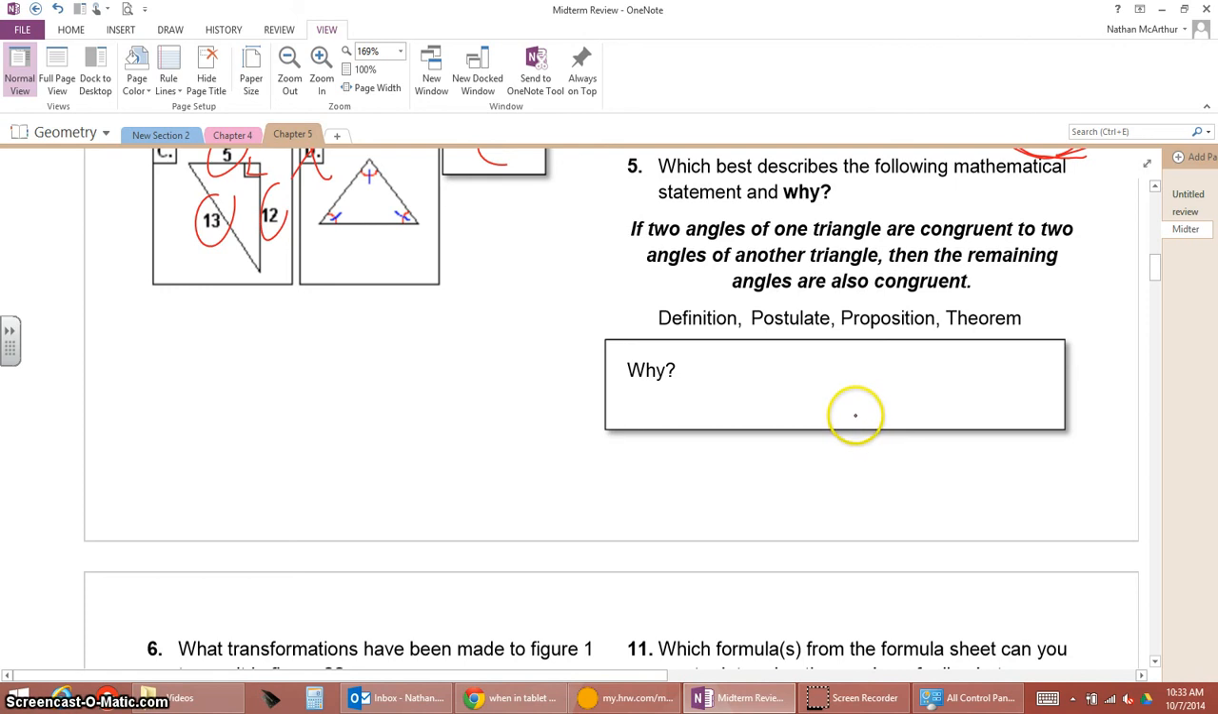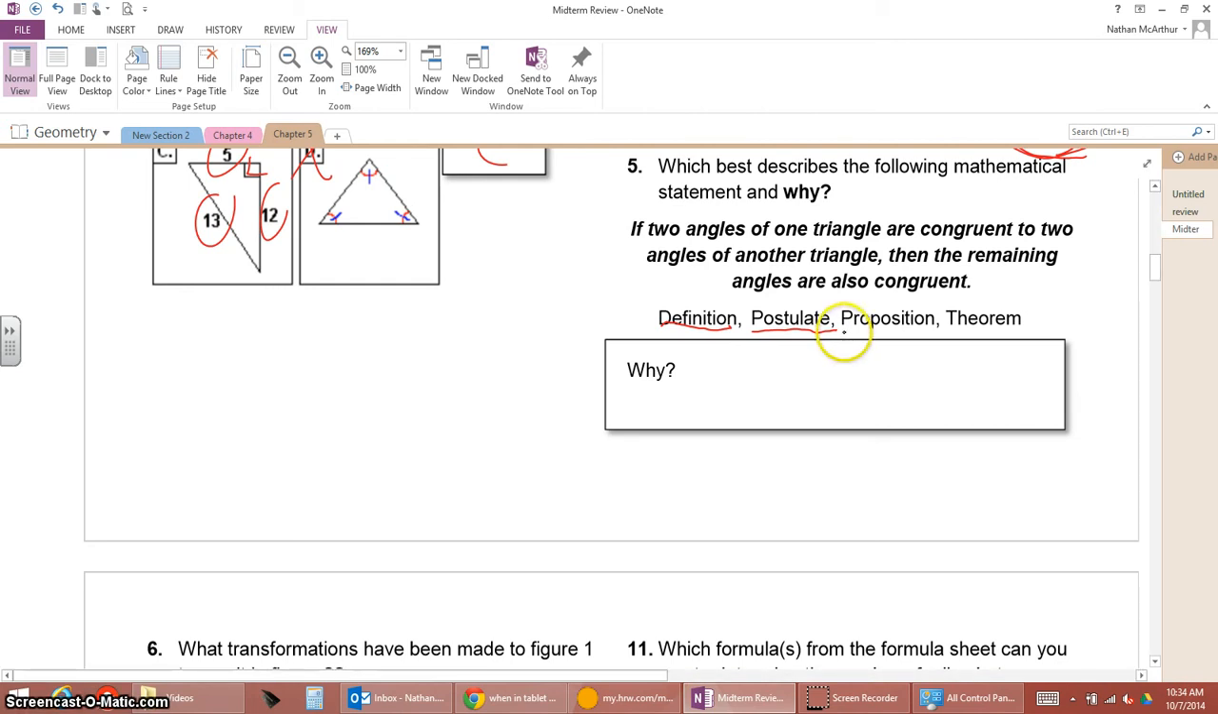Okay, interesting. So a definition would be we're defining what something is. So what is a triangle, or what is a midpoint? Here we're not really defining anything. A postulate is something that is inherently true. It does not require any type of proof.